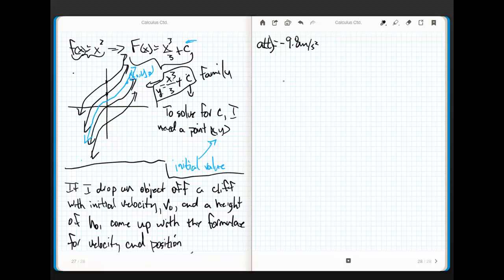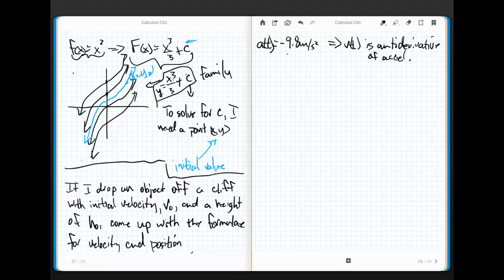That's all I knew. True? However, what do we know about the derivative of velocity? It's acceleration, which implies that v of t is the antiderivative. Because if the derivative of velocity is acceleration, then v of t has to be the antiderivative of acceleration, right?